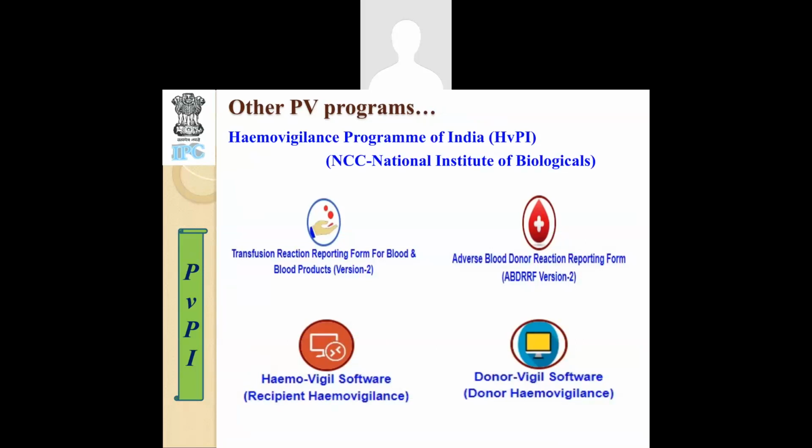If a donor develops any adverse effects after donating blood, this form has to be filled up. The software used for uploading the cases is Hemovigil software. If a recipient develops any adverse reaction, Hemovigil software is used, whereas if a donor develops any adverse effect, Donor Vigil software is used. For drugs, Vijayflow is the software we use for uploading cases, but for blood and blood products, Hemovigil software and Donor Vigil software are the two used for processing the cases.